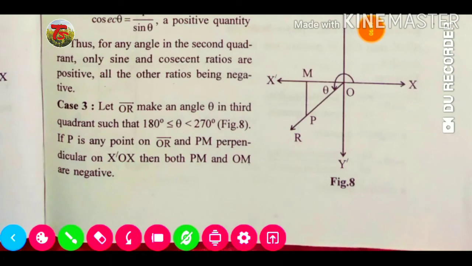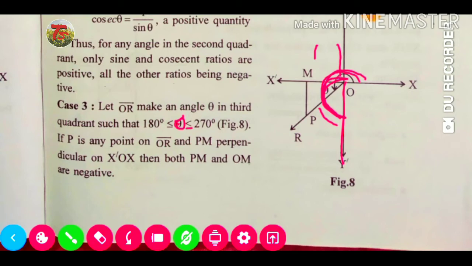Case 3: if the angle is in the third quadrant, let OR make an angle theta in the anti-clockwise direction. Up to the first quadrant 90 degrees, second quadrant 90 degrees, so 90 plus 90 is 180 degrees. So 180 degrees is less than or equal to theta, and theta is less than or equal to 270 degrees.